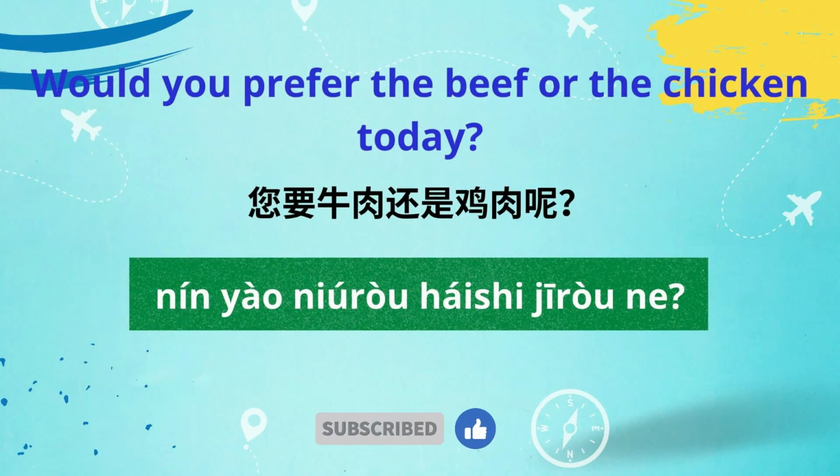Would you prefer the beef or the chicken today? 您要牛肉还是鸡肉呢？ 您 means you. 要 means want. 牛肉 means beef. 还是 means or. 鸡肉 means chicken.